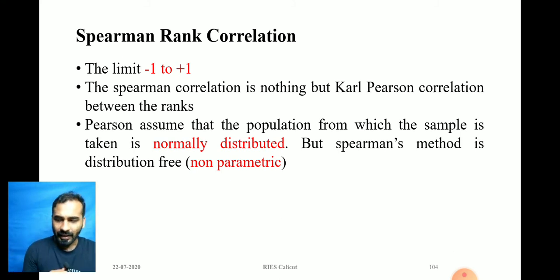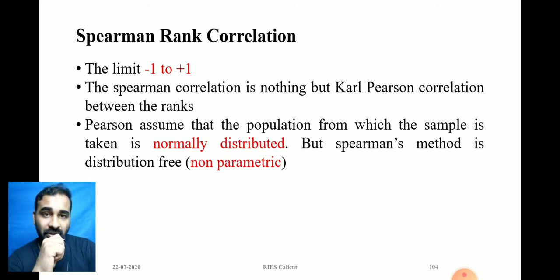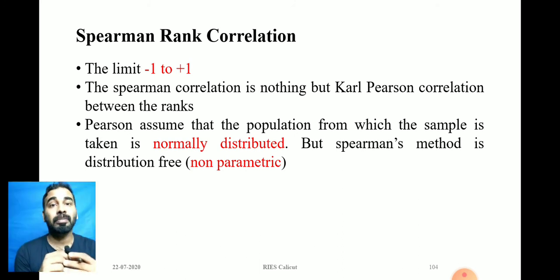In the Karl-Pearson method, there is an assumption: the sample should be drawn from a population, and that population should be normally distributed. Whereas in the Spearman rank correlation method, there is no such assumption. It is a distribution free or non-parametric method.